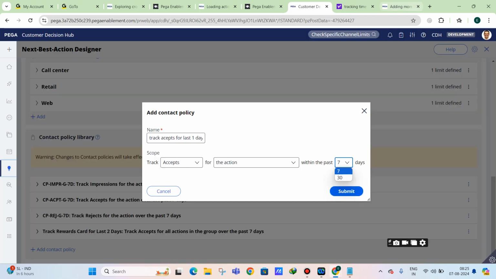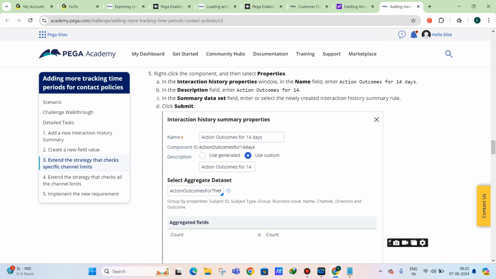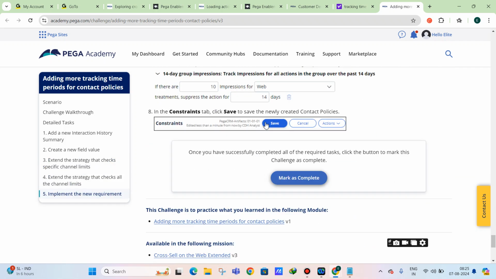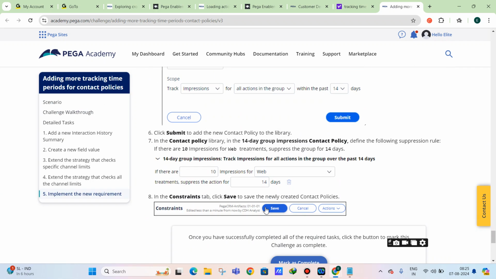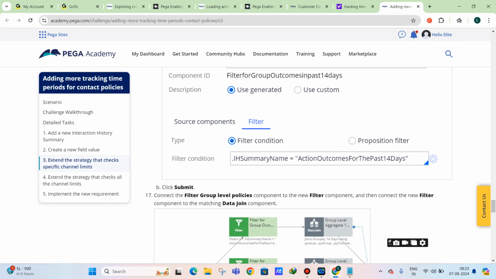So in your requirement, if you need to check for the last 24 hours or last 48 hours or last 5 days like that, then you need to follow this entire challenge and do all this configuration. Once you do all this configuration, you will see in the drop down options like 14 days, 1 day, 2 days. So you can practice this assignment.